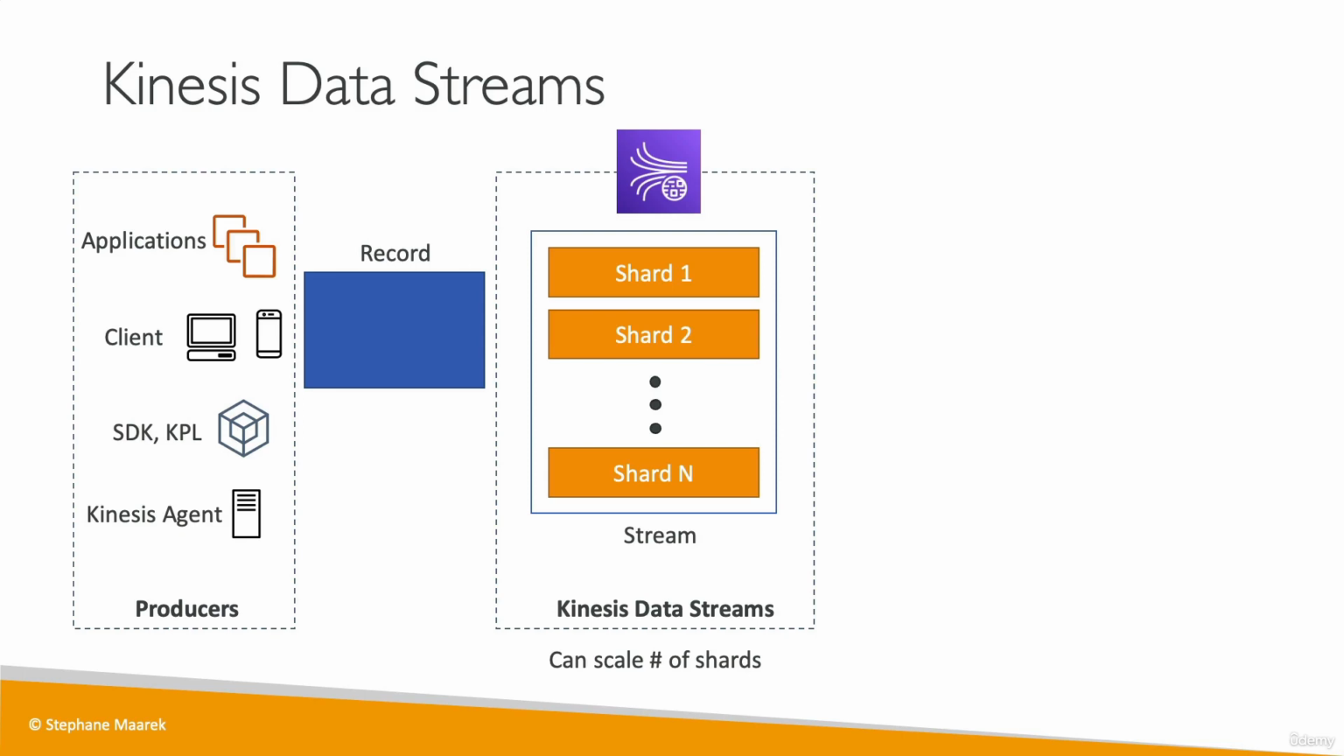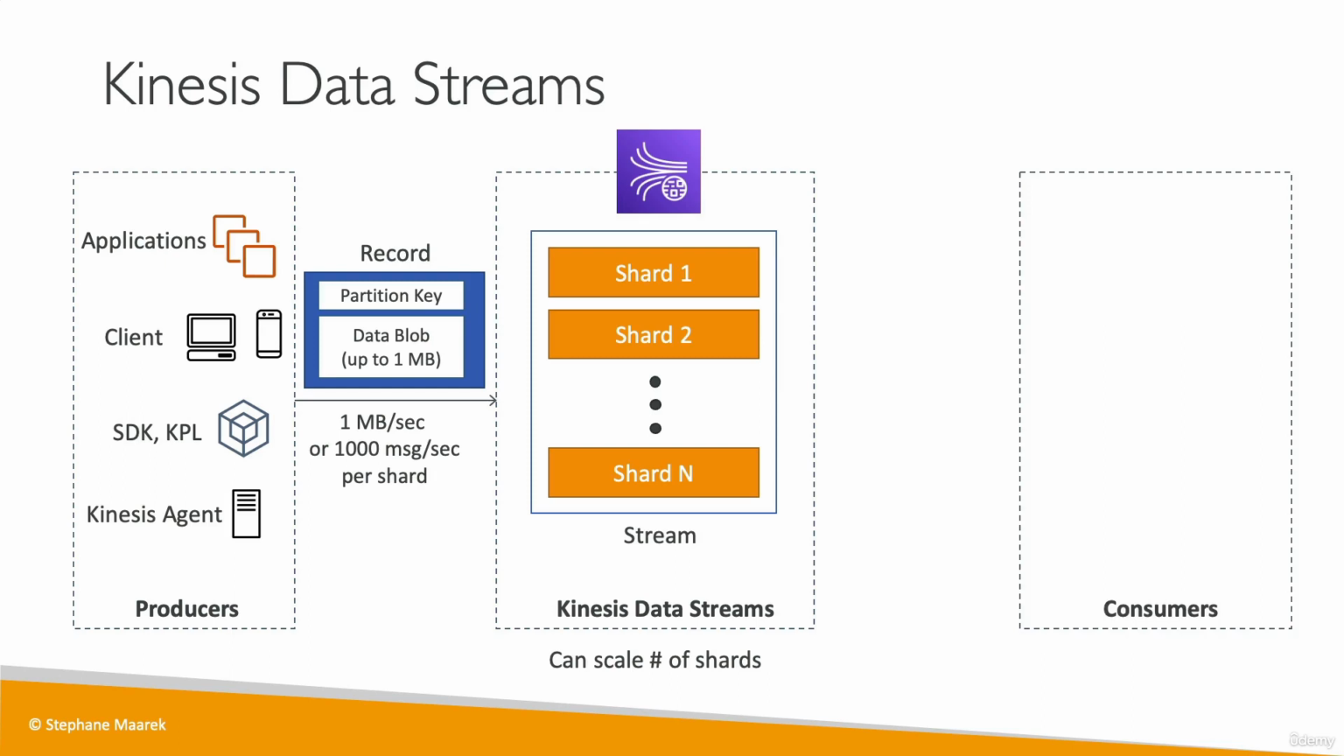A record at its fundamental is made of two things: a partition key, and a data blob, or the value, that is up to 1 megabyte. The partition key helps determine which shard the record goes to, and the data blob is the value itself. When producers send data to Kinesis Data Streams, they can send at a rate of 1 megabyte per second or 1,000 messages per second per shard. So if you have 6 shards, you get 6 megabytes per second or 6,000 messages per second overall.